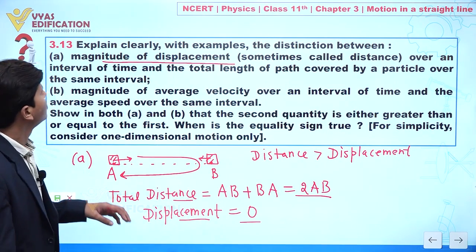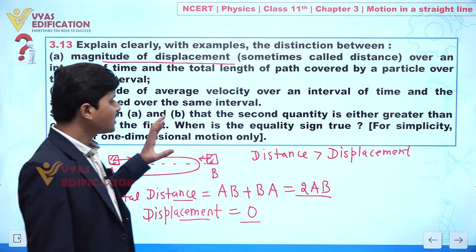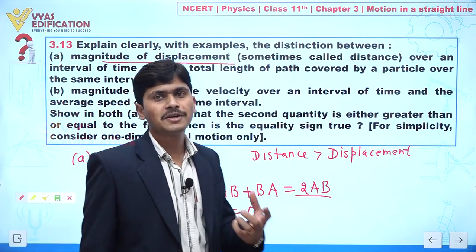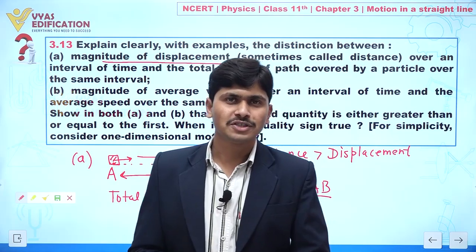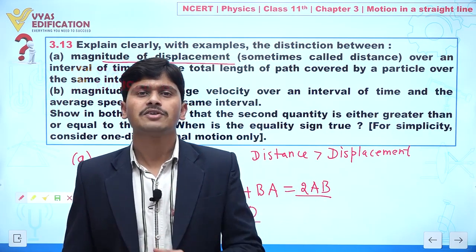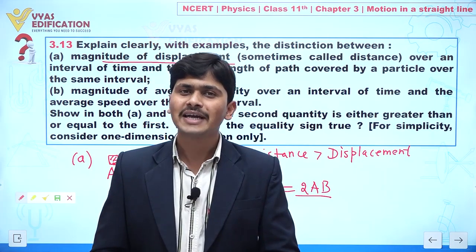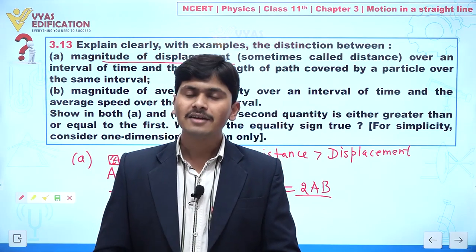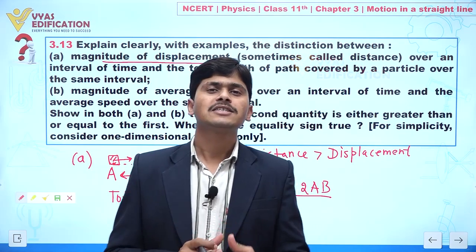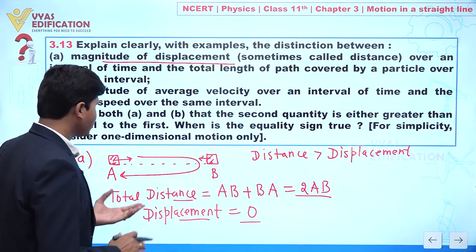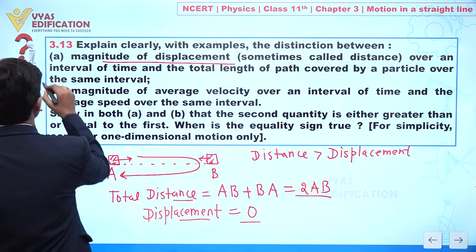Clear to you? So the distinction is simple. In displacement we find the shortest distance between the initial and the final position. Clear to you? Displacement is the shortest straight line distance between final and initial point, whereas distance is the total length of the path covered. Clear to you? So this is all about part number A.